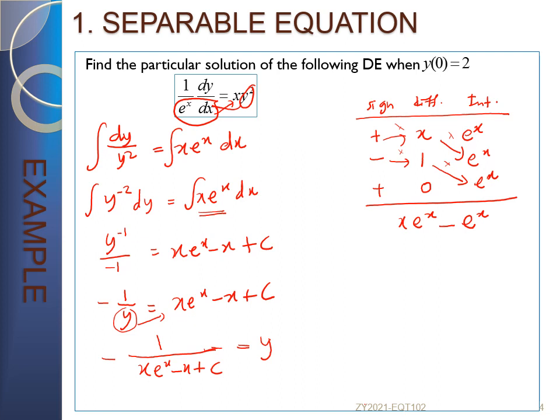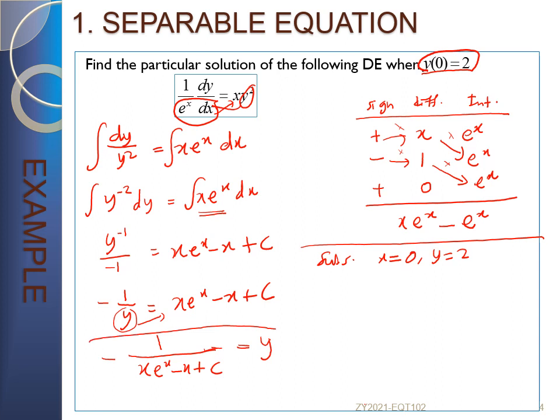So now it's given the initial condition, so we don't want the c. We want it in terms of the particular solution. Okay, so substitute x equals 0, y equals 2 from the given condition.